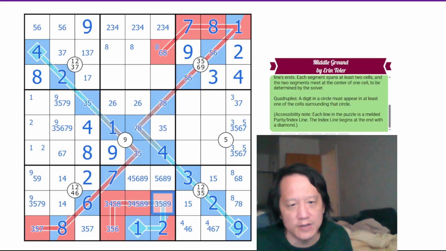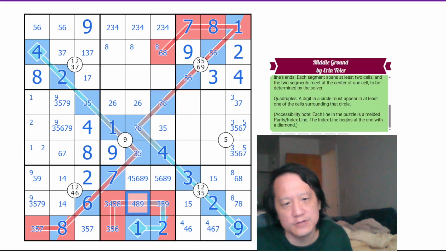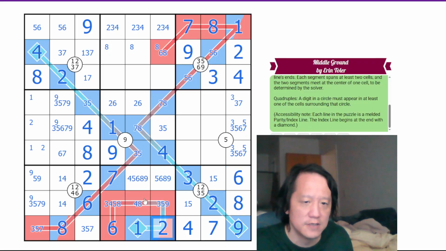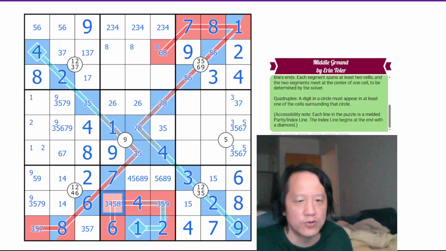This can't be even. It's odd. This must be even. So it has to be 4, 8. That leaves this as odd, and this must be even, so it's 6, which makes this 4 and 7, which makes that 8 and 6. 8 eliminates 8 here, so it's 4. This is, again, odd. 4 eliminates 4 here, so that's 1, which eliminates 1 there, so it's 4.